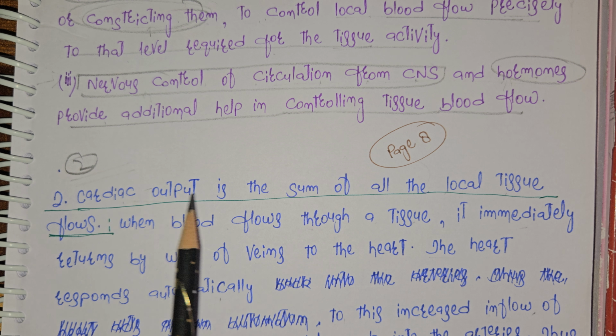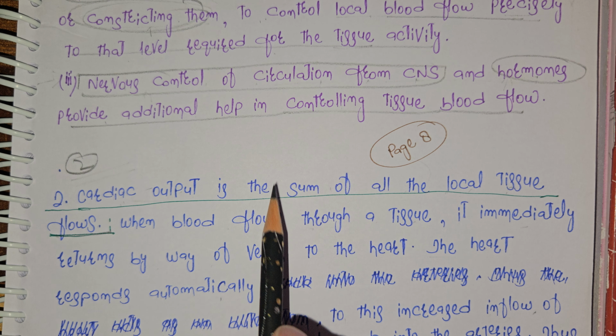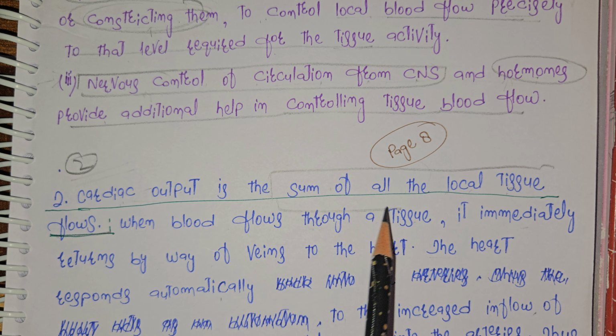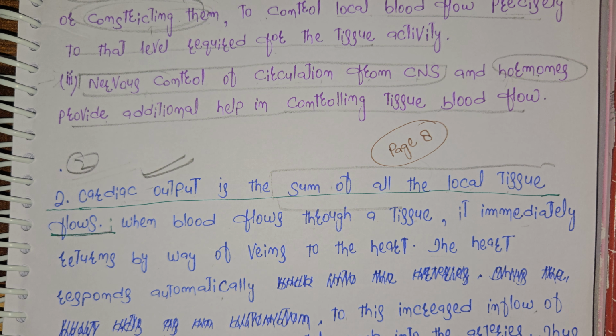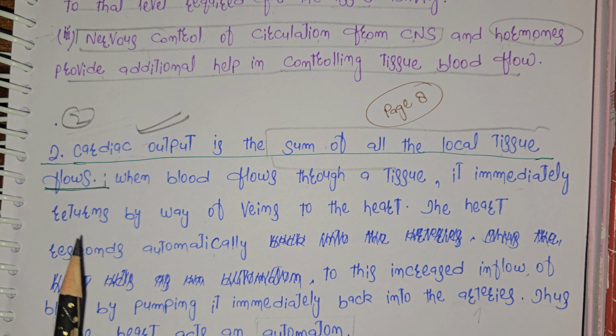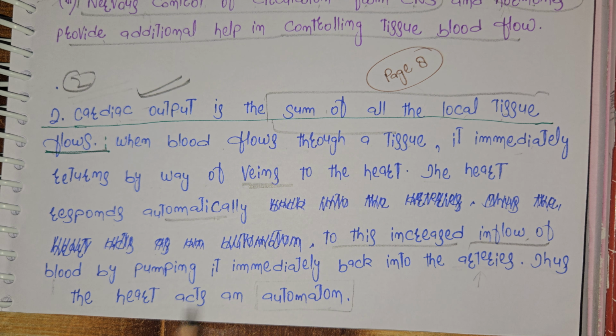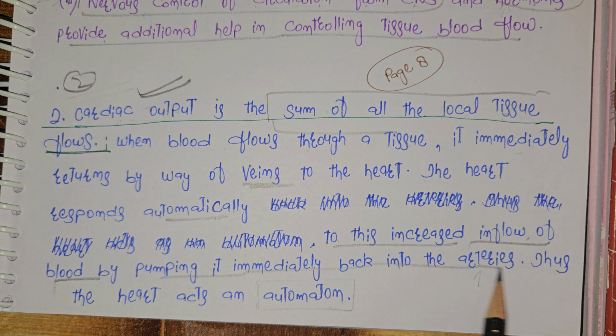Now moving on to circulatory function number two. Cardiac output is the sum of all the local tissue flows. Now we will explain it. When blood flows through a tissue, it immediately returns by way of the veins to the heart. Clearly, the heart responds automatically to this increased inflow of blood by pumping it immediately back to the arteries.